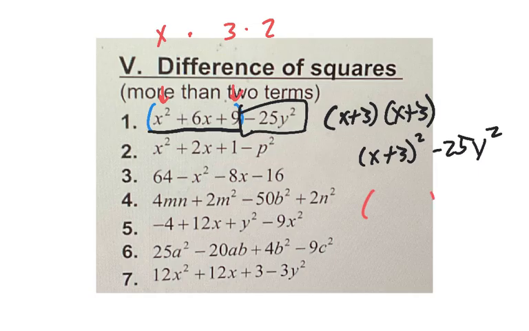So this would factor to be the square root of the first is x plus 3. The square root of the last is 5y. And then we're going to alternate the signs. One's positive, one's negative. So again, these are also very strange and just weird.